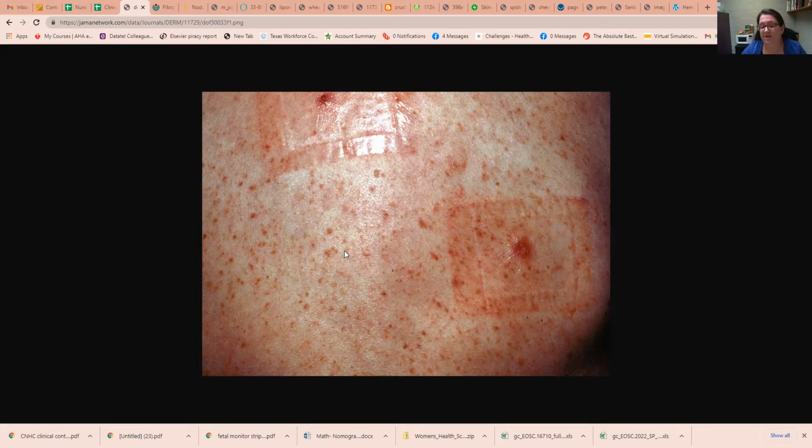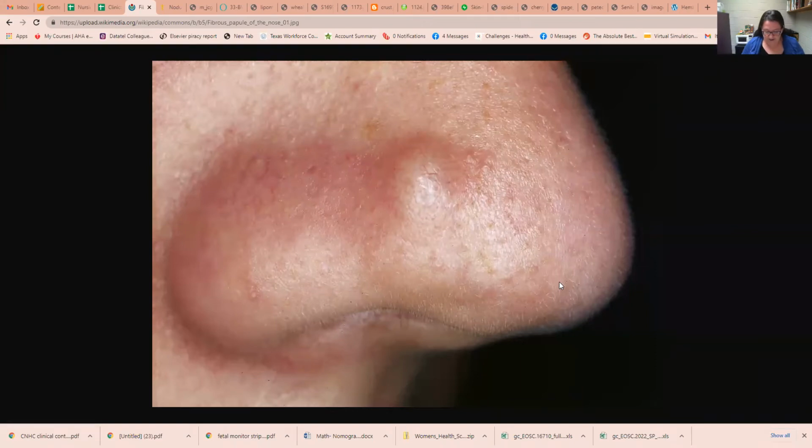Now, there are some rashes that begin with macules, they're not raised, and then through the course of the infection, they become raised, and then they become papules. That would be a maculopapular rash. So I'm going to switch next to papules. A papule is a palpable solid elevation. So we can have a palpable nevus. Some people have a mole that's palpable.